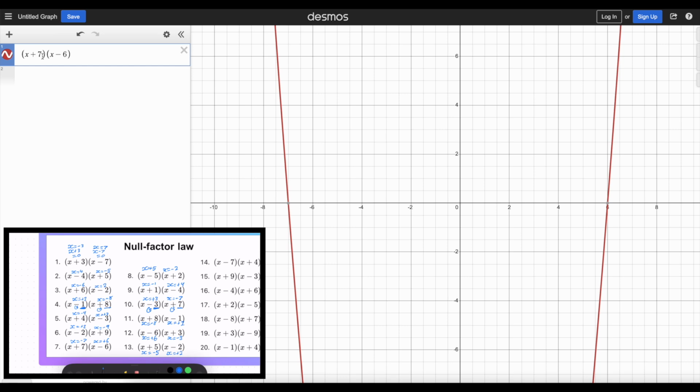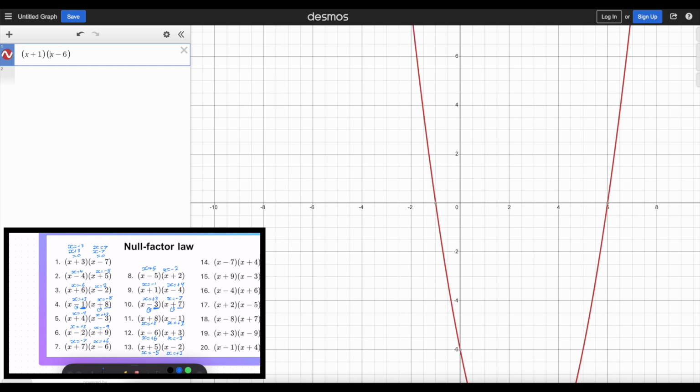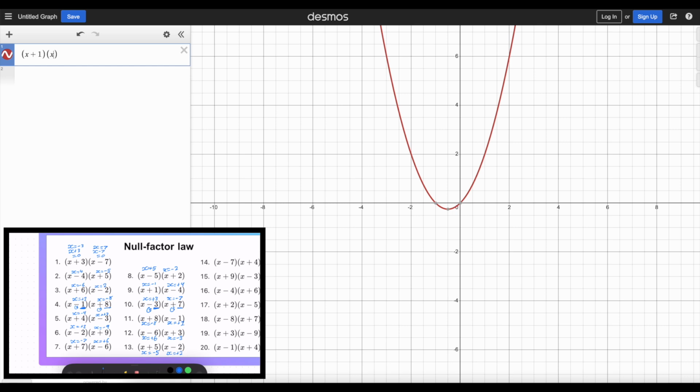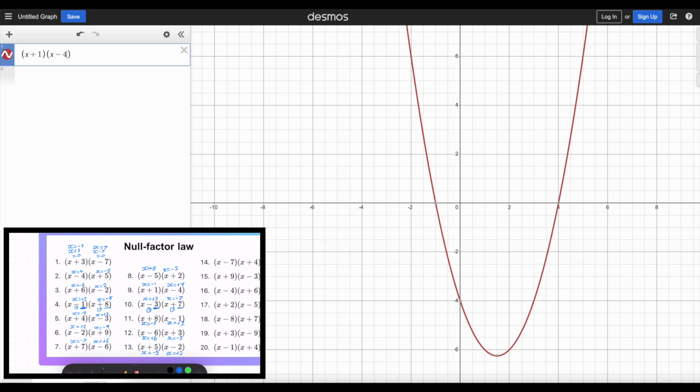One more, we'll take a look at question 9, where it says x plus 1 and x take 4. This one's a bit smaller, but you see it goes down, there's a minimum, comes up again, and we've got an x-intercept at negative 1 and an x-intercept at positive 4. So that's exactly what we wrote, negative 1 and positive 4.